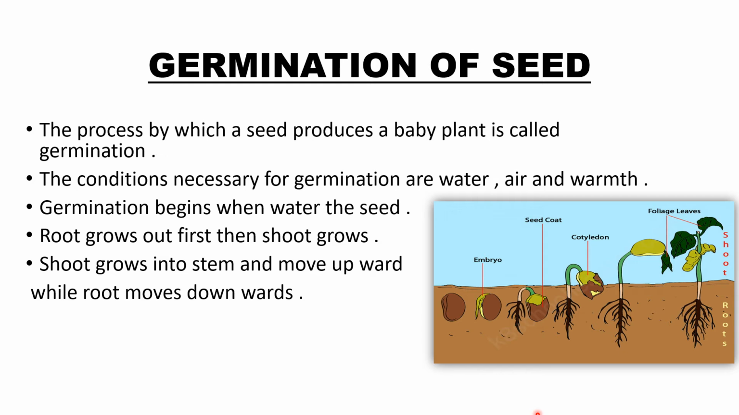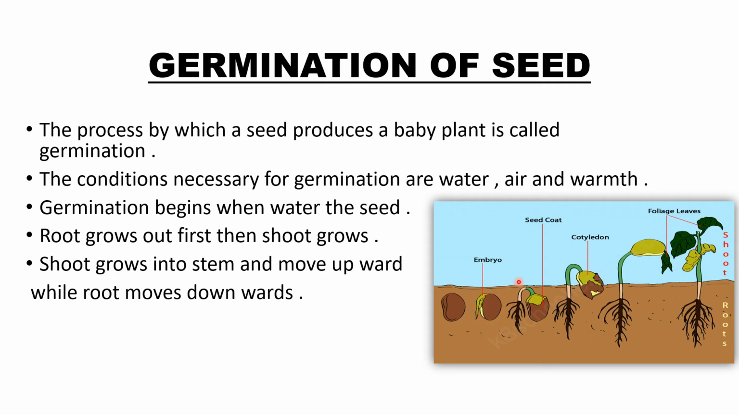So now we will understand what germination means. Germination means to develop a baby plant from a seed. A seed produces a baby plant by the process of germination. Now germination begins when the water enters into the seed. When water enters, the little embryo inside the seed starts forming the root.